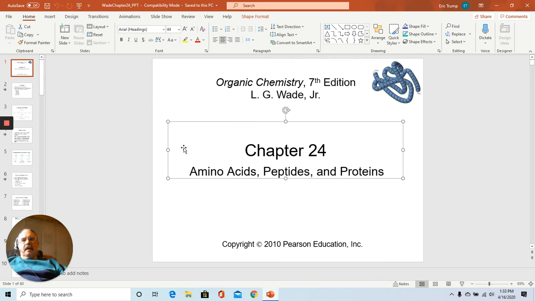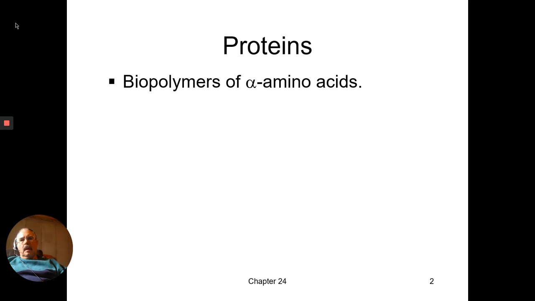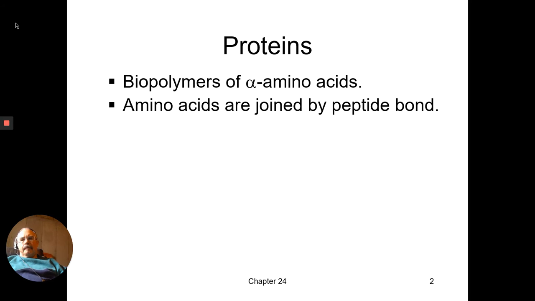Our next unit is on amino acids, peptides, and proteins. Proteins are biopolymers of alpha amino acids. Okay, that means that there's an amino group on carbon number 2 of a carboxylic acid. Amino acids are joined to each other to form a peptide and a protein by what are called peptide bonds. The peptide group is actually an amide group.